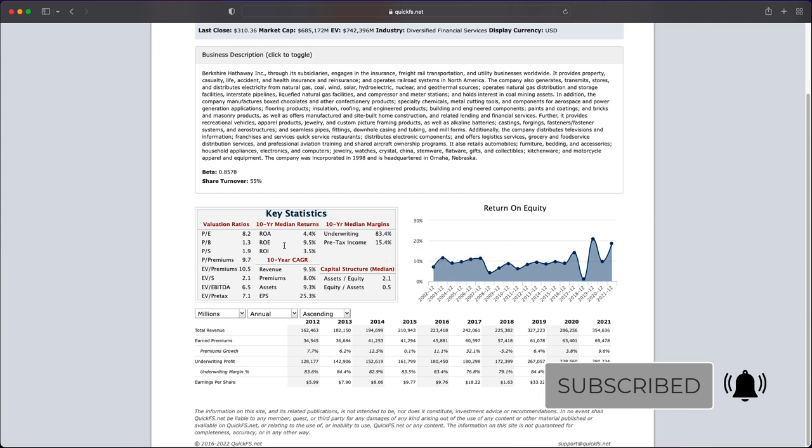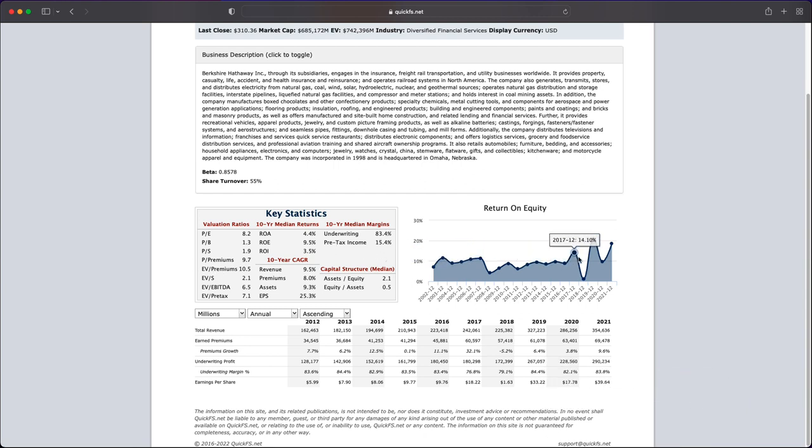Now, if I didn't know anything about Berkshire Hathaway, I'd say, okay, these numbers aren't actually that great. Return on equity, 10-year median of 9.5%. Return on assets 4.4%, return on investment 3.5%. Those numbers don't sound very good, but part of it is because of how this is being reported.